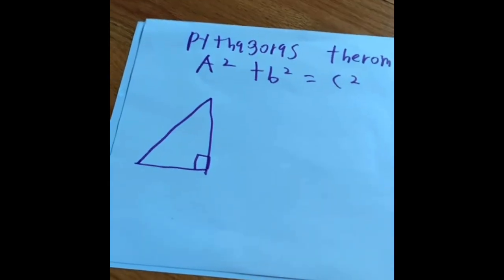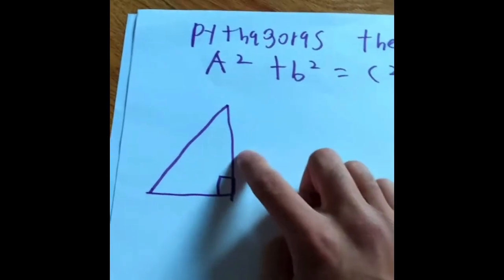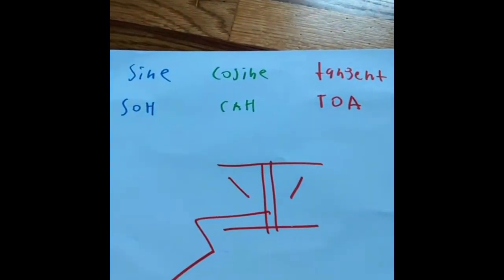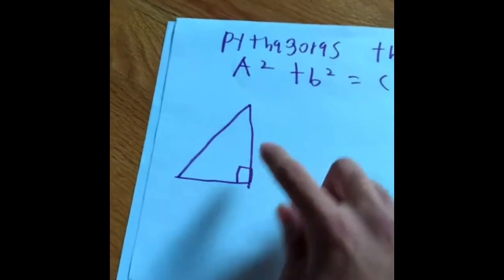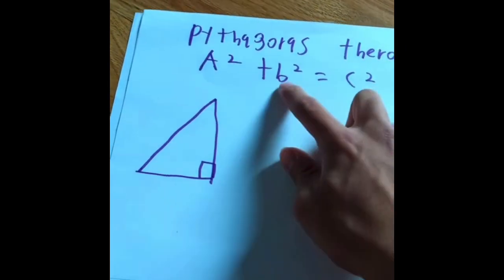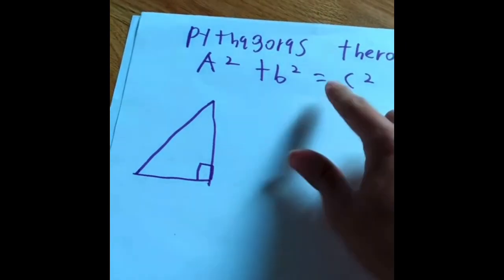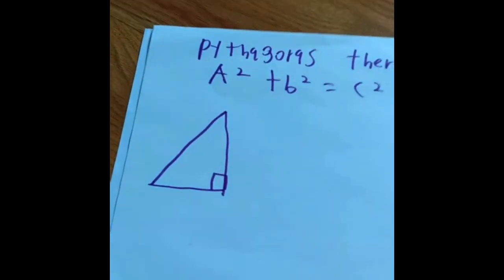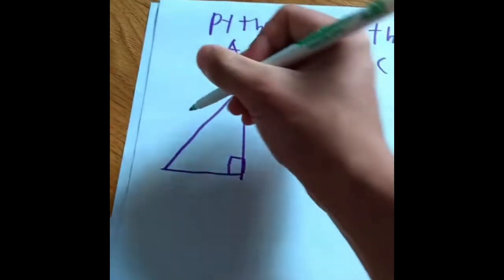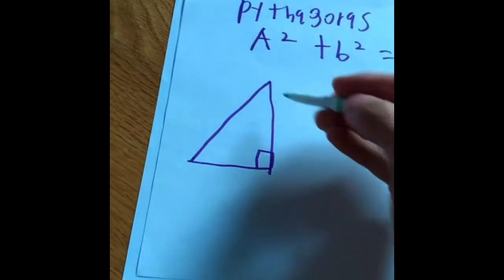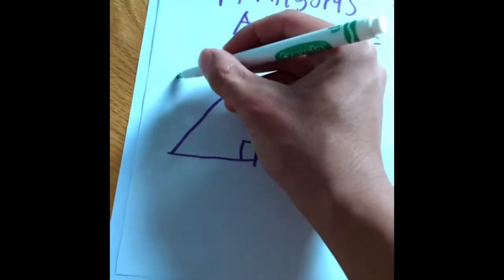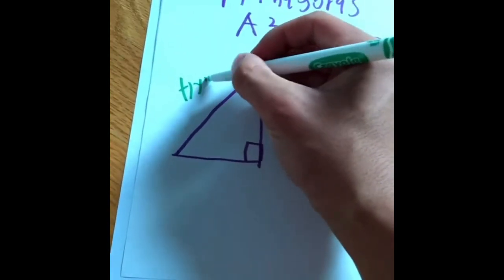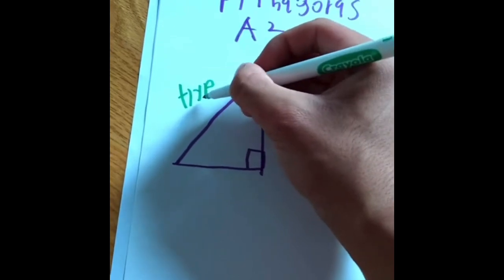But before we start learning about sine, cosine, and tangent, we have to understand the Pythagorean theorem first, because the Pythagorean theorem only works with right triangles, and sine, cosine, and tangent will usually work with a right triangle. The formula for the Pythagorean theorem is a squared plus b squared equals c squared. Your c squared is the longest side of the right triangle. That is called your hypotenuse, and it's abbreviated as HYP.